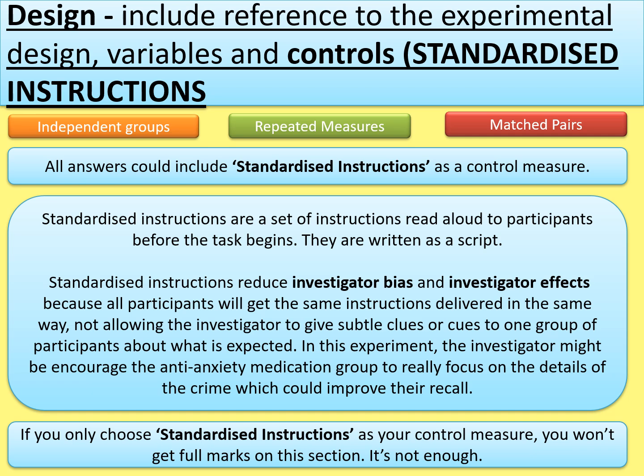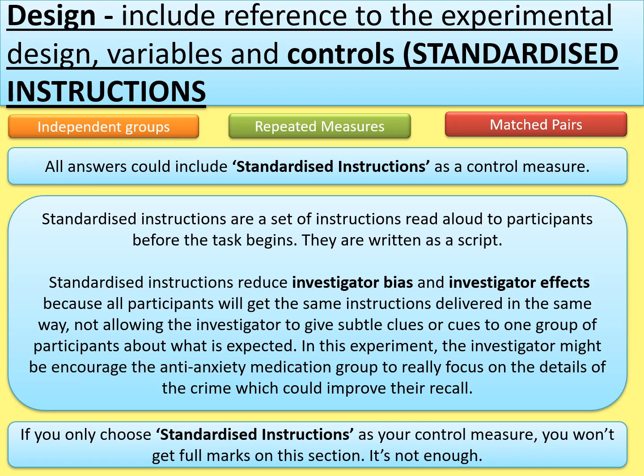Standardised instructions reduce investigator bias and investigator effects because all participants will get the same instructions delivered in the same way, not allowing the investigator to give subtle clues or cues to one group of participants about what is expected. In this experiment, the investigator might encourage the anti-anxiety medication group to really focus on the details of the crime, which could improve their recall. Now, the thing with investigator effects is that sometimes it's done on purpose, and sometimes it's done unwittingly, like they don't realise. But either way, standardised instructions will control for that because everybody gets the same instructions. Just to say, if you only choose standardised instructions as your control measure, you won't get full marks on that section. It's not enough. And that leads us on to the next slide.